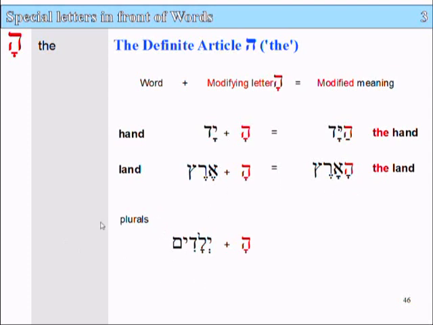Let's have a look at the plurals. If we have the word yeladim, which means boys or children, male children, boys, and we add the hey, we get the children, ha-yeladim, the boys, the children, ha-yeladim.